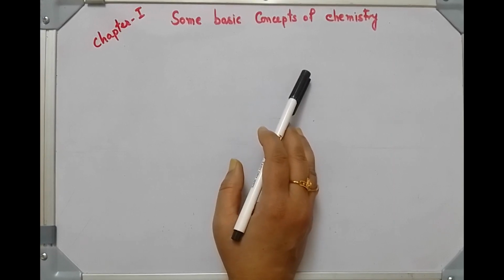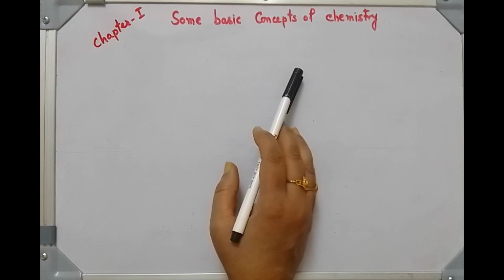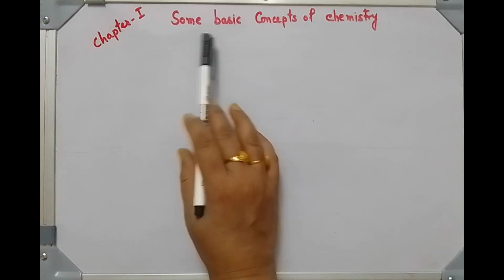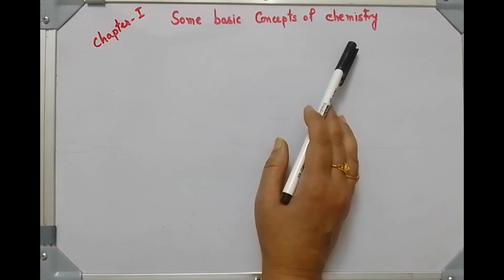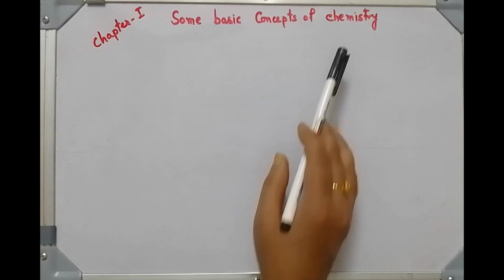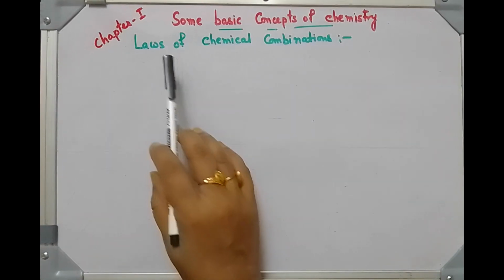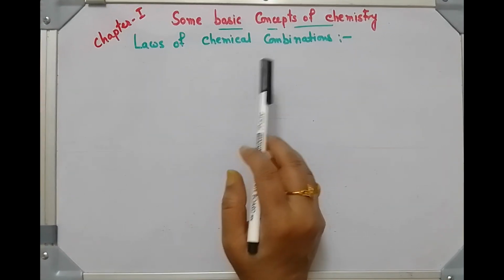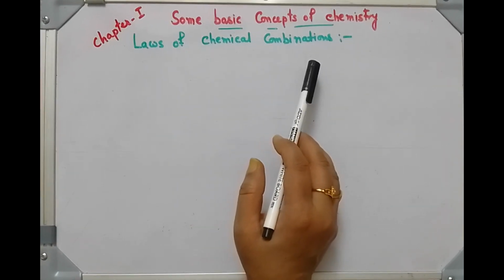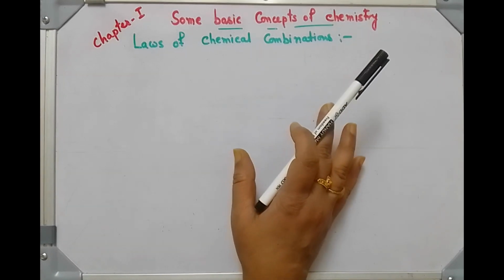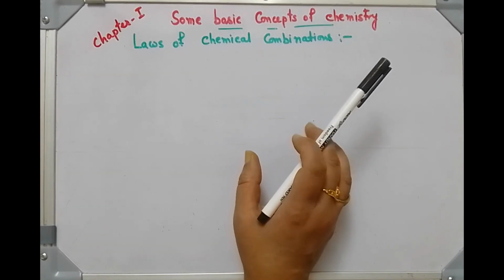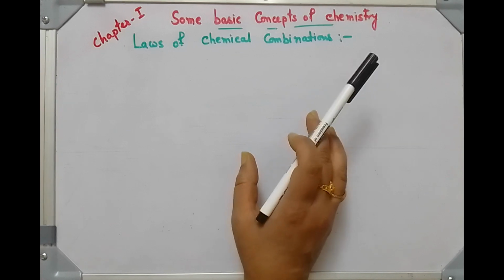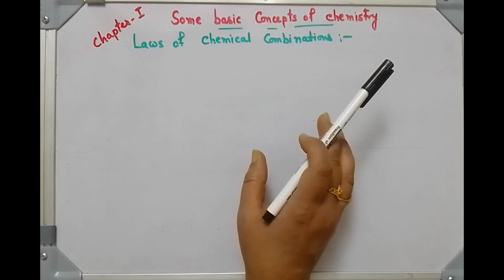This is Indrani ma'am. Today I am going to start class 11 chapter 1, some basic concepts of chemistry. This is my first video. Today's topic: laws of chemical combinations. What are the laws of chemical combinations? There are 5 basic laws in chemistry which decide how the elements will combine to form compounds.